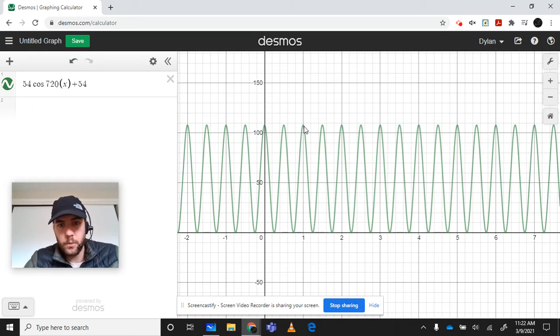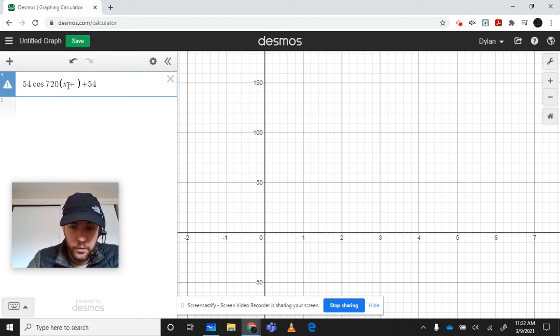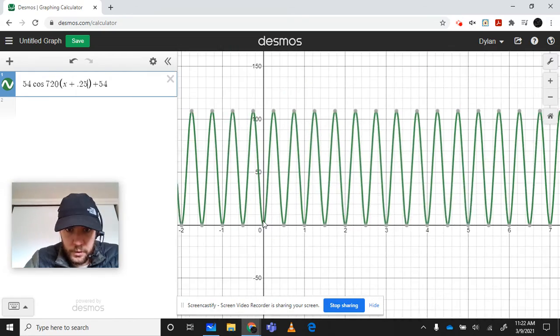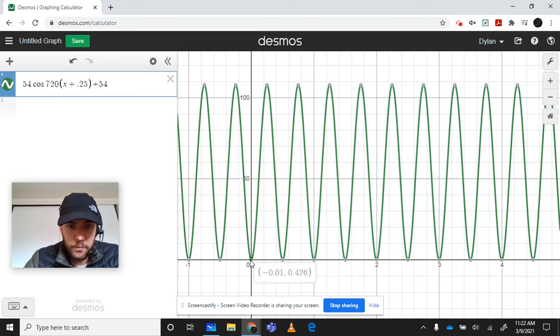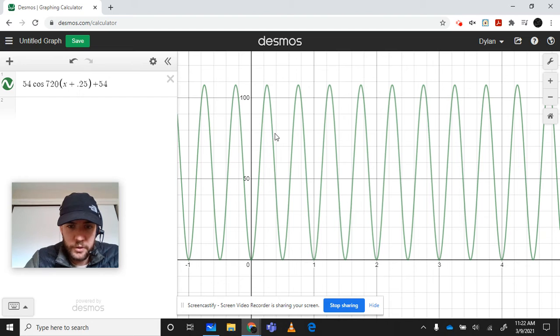Now, the only thing is that we didn't want it to start up here at the top. We wanted it to start at 0, 0. So we're going to have to move, basically we'd move this point over to the left by 0.25. So I'm going to say plus 0.25 so that we go to the left. And once I've done that, I think we are in good shape. We now have a function that starts at 0, goes up to 108, comes back down to 0, so that's 1 full cycle. It does 2 full cycles, hits the ground twice every second.